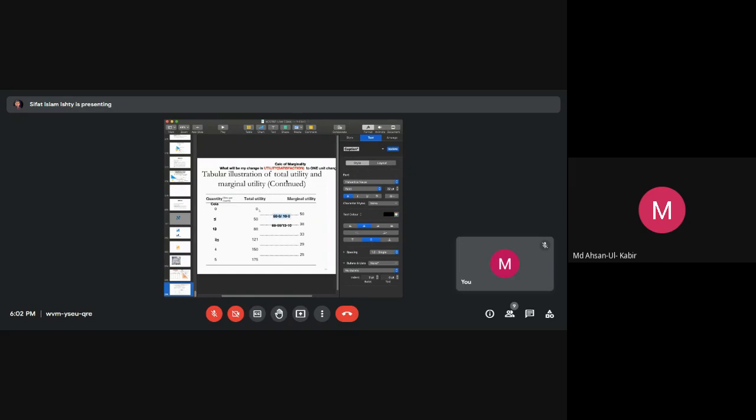Sir, do I have something to ask here? Yes, please. For the first, there is zero quantity of cola and total utility is 0, and on the second there is 50 total utility, so there is 50 marginal utility. So how do we get the first value, or the first utility value?